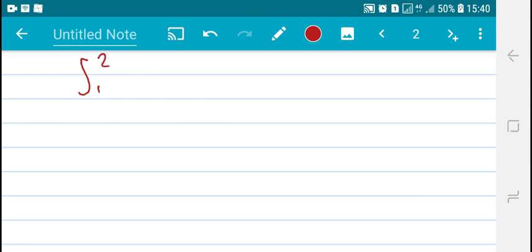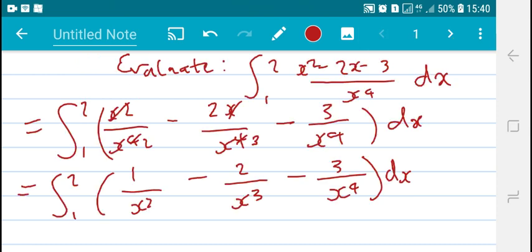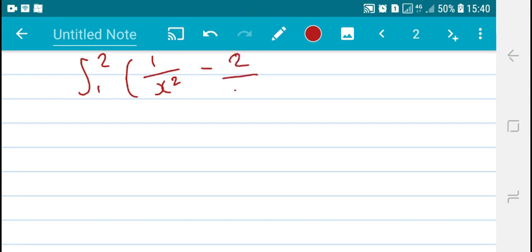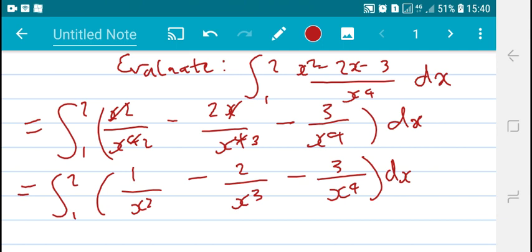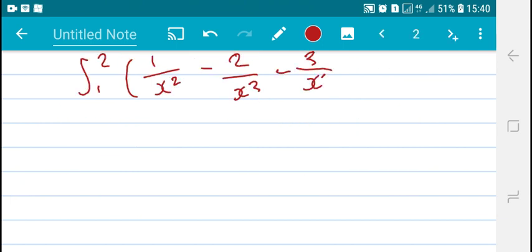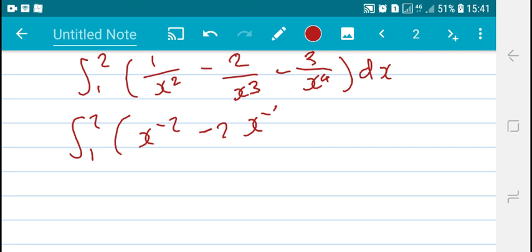So 1 over x to the second power minus 2 over x to the third power minus 3 over x to the fourth power dx. So now I can write it in terms of negative exponents instead of leaving positive exponents, like minus 2x to the negative third power, so it's easier to find the antiderivative. Since you just add 1, it's going to be like this.